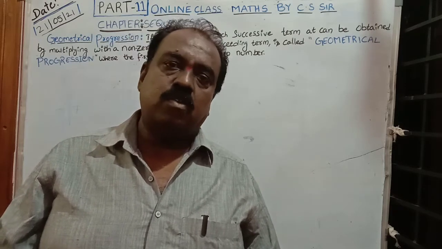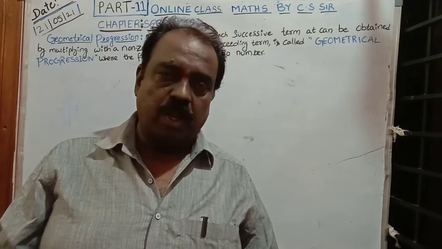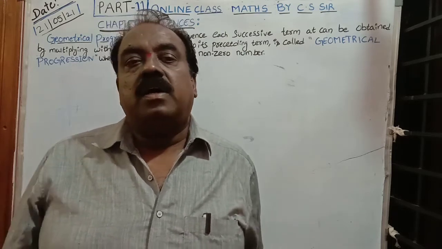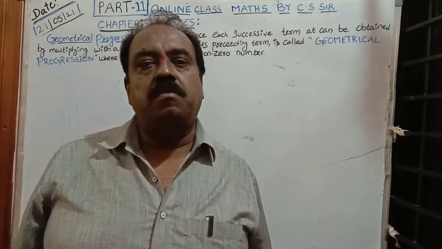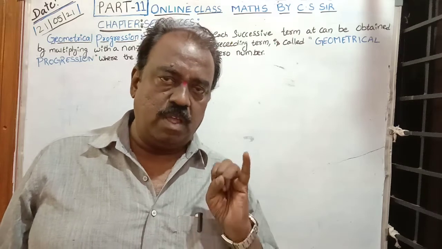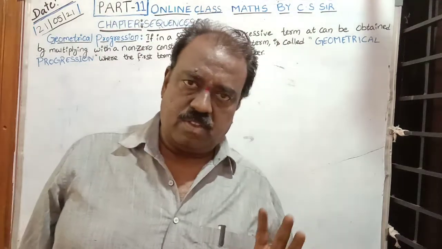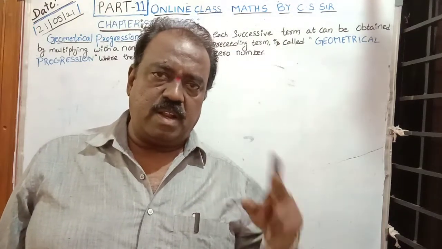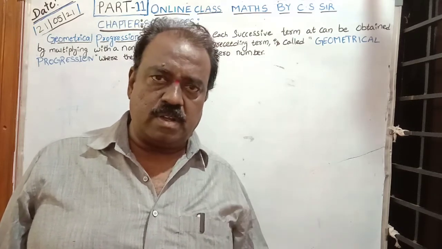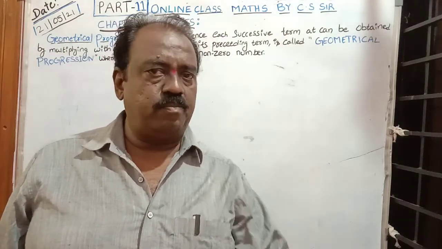In this chapter, we successfully completed exercise 9.1 and 9.2 also. Now we are going to learn about the GP. GP means geometrical progression. We learnt about AP, arithmetic progression. Everything is a series only, a sequence only. With a different condition, it may be called arithmetic progression, geometrical progression, harmonic progression, and so on.